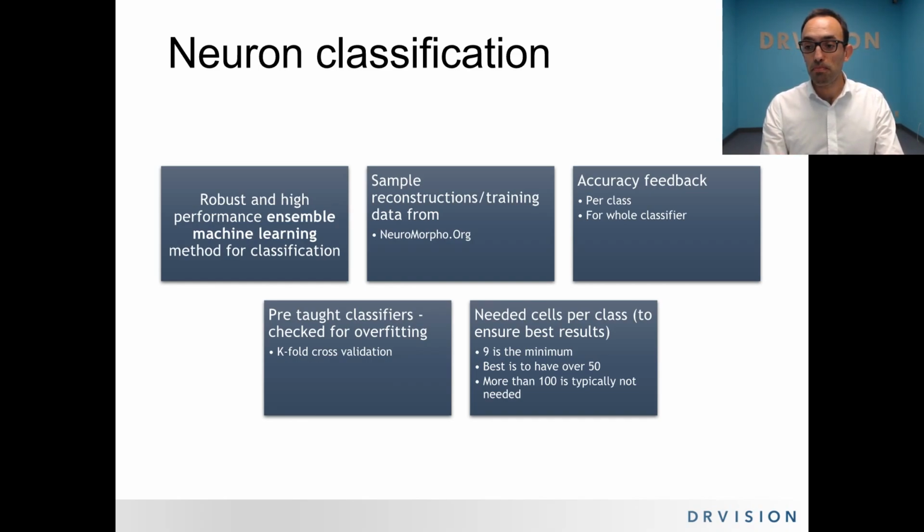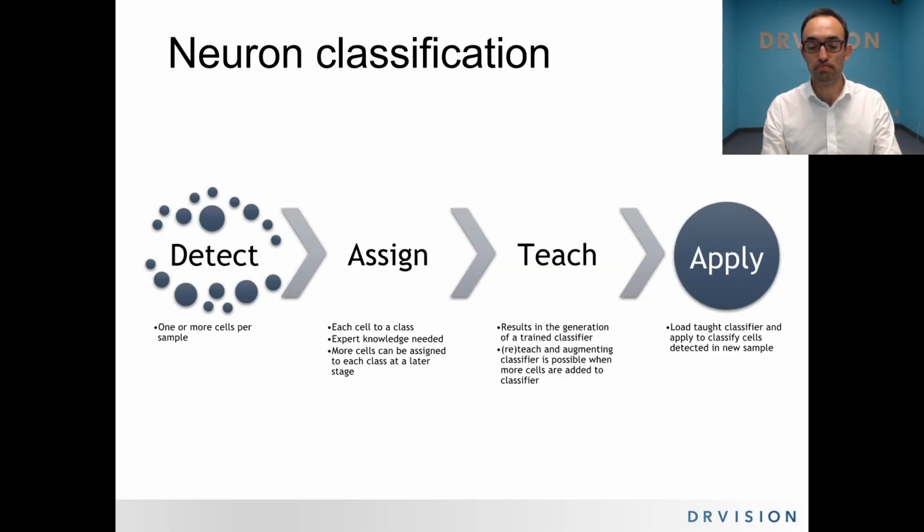As a rule of thumb, we always used 9 or more cell examples, and it's really better to have around 50. From around 50 cell examples, the classifiers tend to be really robust. And typically it's not necessary to go as high as 100 cells. So it's a pretty small number considering the results that you can get. It's a very small number of cells that you need to use.